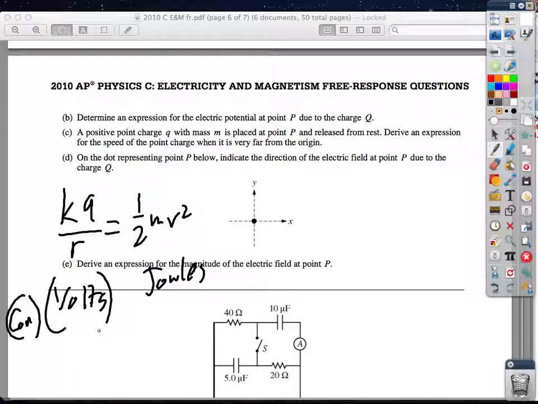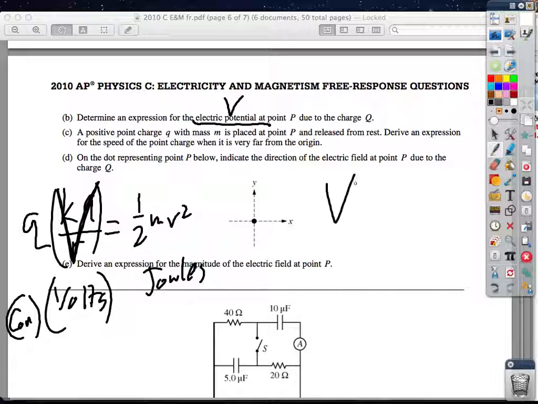Now, do I know the volts at point P? We already determined it, right? Remember in part B? Determine an expression for the electric potential. We already came up with V. So, you told me, thanks to your logic, that if I could do coulombs times volts, I'm going to have joules, right? So since I already know this is V, all I need to do is say V times Q is going to equal 1/2 mv squared.